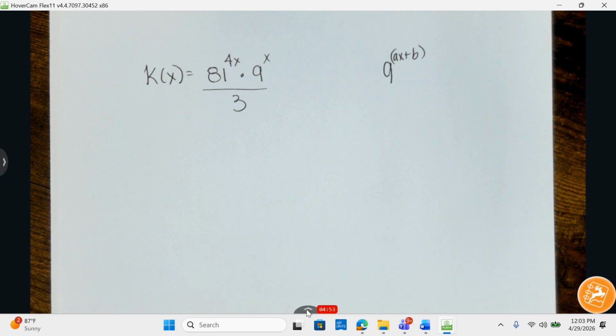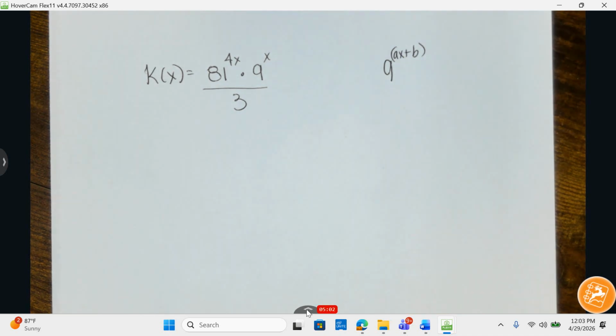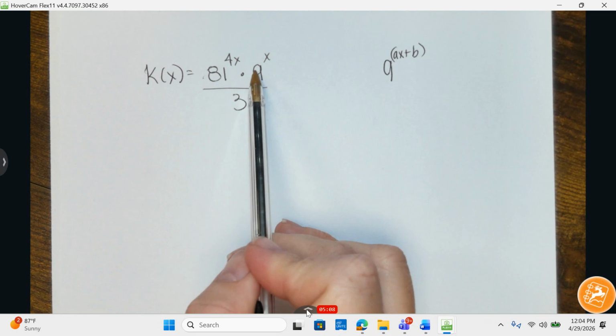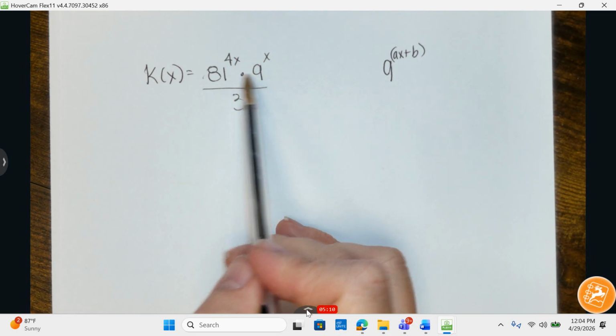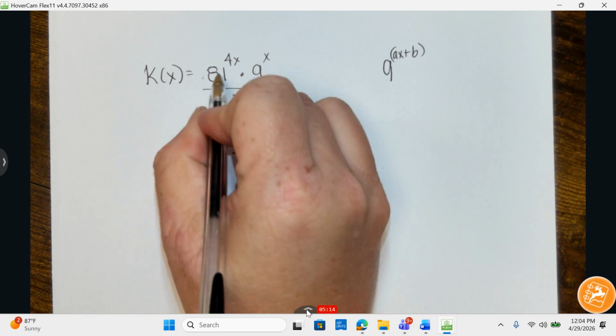This is tricky. Definitely doable, but it is tricky. So in the second part of B, we want to rewrite k of x as an expression in the form 9 raised to the ax plus b, where a and b are constants. So the first thing I'm going to do is look at only the top, and I want to rewrite it so that the base is 9. So I know that 9 squared is equivalent to 81.